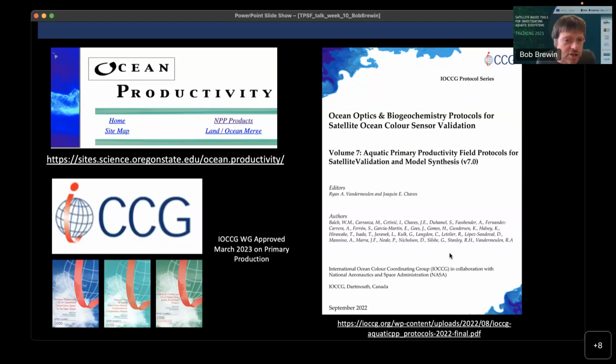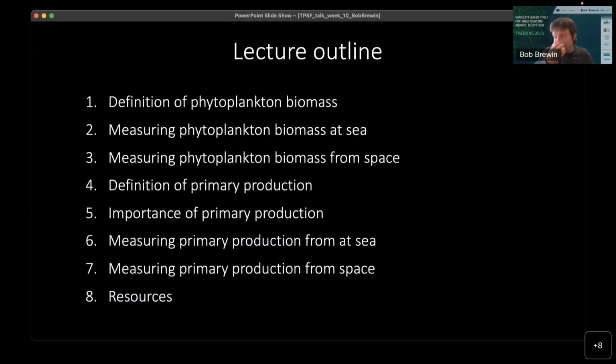And also just to let you know that we've recently had an IOCCG working group approved in March 2023 on primary production. And so we hope to be producing one of these nice IOCCG reports in the coming years on primary production. So that's it for the lecture.